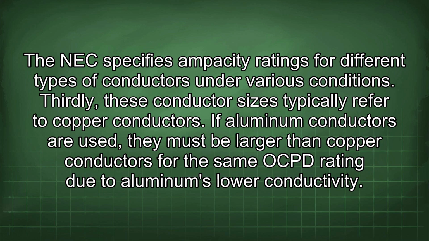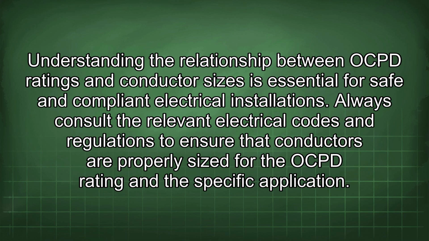Thirdly, these conductor sizes typically refer to copper conductors. If aluminum conductors are used, they must be larger than copper conductors for the same OCPD rating due to aluminum's lower conductivity. Understanding the relationship between OCPD ratings and conductor sizes is essential for safe and compliant electrical installations. Always consult the relevant electrical codes and regulations to ensure that conductors are properly sized for the OCPD rating and the specific application.